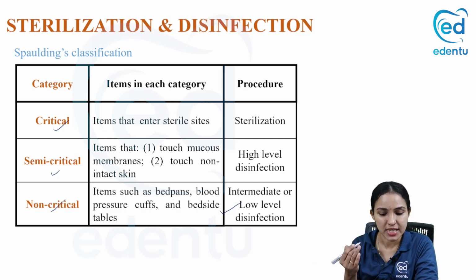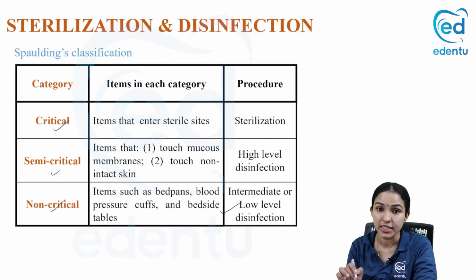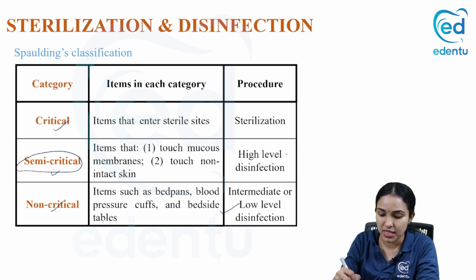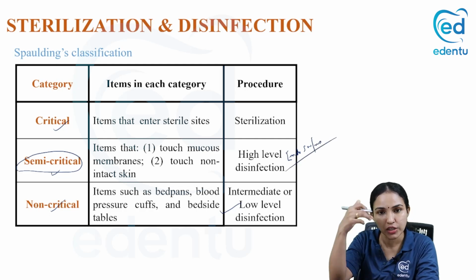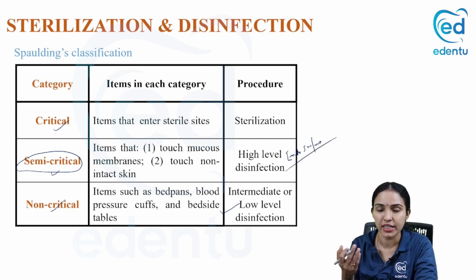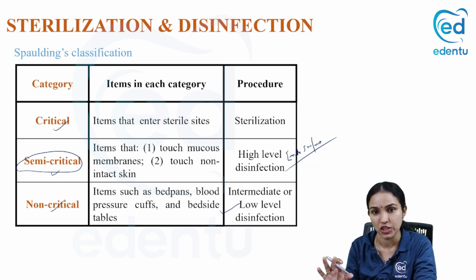And when it comes to certain other items which can touch the mucous membranes or touch non-intact skin, the most classic example for a semi-critical item is an endoscope. All kinds of endoscopes which go into the mucous membrane, respiratory or GIT or whatever. So endoscopes are supposed to touch the mucous membrane of the patient. They are considered as semi-critical items which require a high level disinfection. You can't choose an intermediate or low level for them. They need at least a high level disinfection.